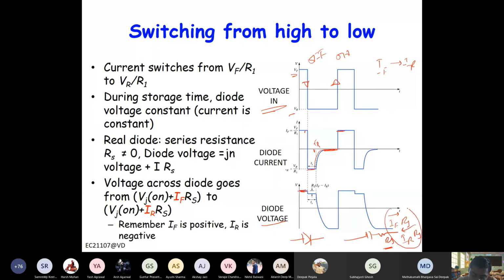So overall the change is the sum, or basically the difference if you take care of sign, of these two drops, IF RS and IR RS. So you can write the sudden drop in voltage as RS times (IF minus IR). The rest of the voltage across the capacitor remains the same, it does not change during the storage time. And once the stored charge is removed, it exponentially decays for the recovery time.